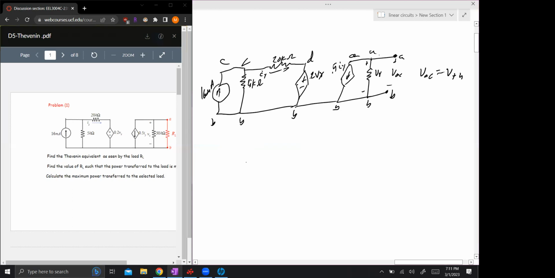So let's see what we got. So we got the 16 milliamps going into node C. So it's just KCL. Yeah, let's do KCL. So B is going to be our ground node here.